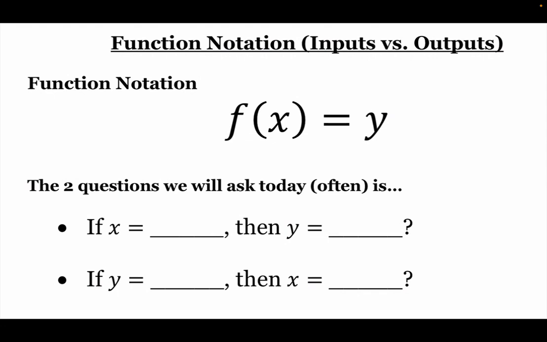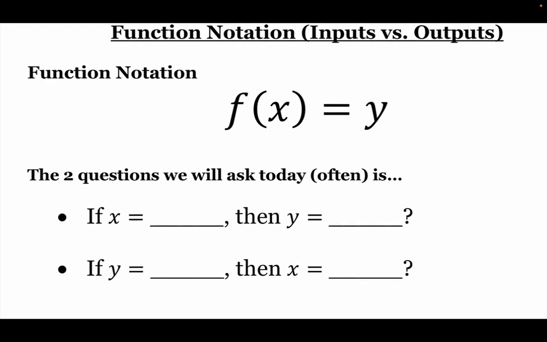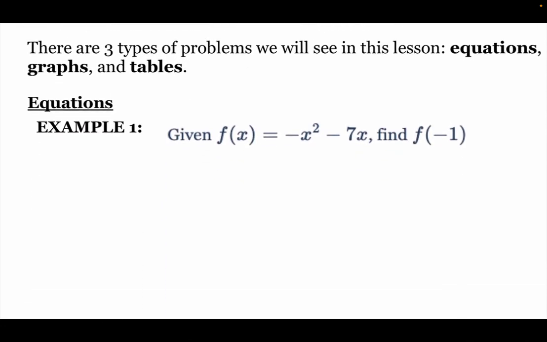Okay, there's three ways to do it. One way is using equations. One way is using graphs. The other way is using tables. So we're going to go over the three methods on how to do it. The first question we need to ask is, what do we know, and what are we trying to find out? Okay, let's look at example number 1.